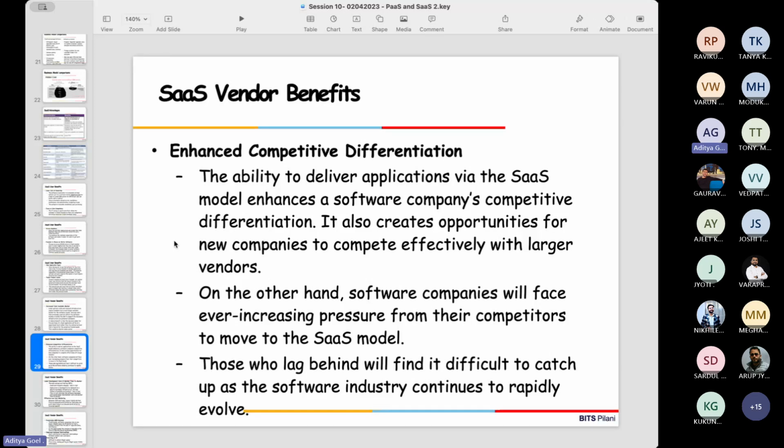So therefore, it is evident that it is a double-edged sword, guys. The software companies would have to handle the pressure from their competitors to move to the SaaS model. Those who are really lagging behind will definitely find it difficult to catch up, because the software industry would continue to evolve rapidly also.